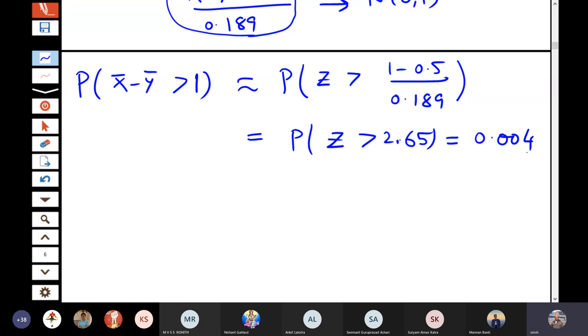Try to interpret also this result. We are saying that the average life of the tubes from manufacturer A is 6.5 and for manufacturer B it is 6. So the difference is actually 0.5. So in the long run, if I say that the difference is more than 1, then the probability of that is very small. That is what is concluded here, 0.004.